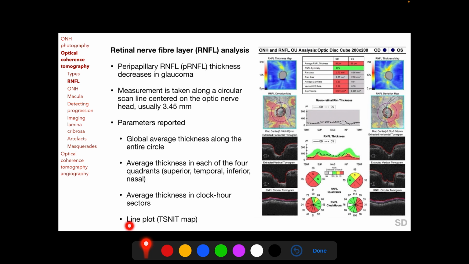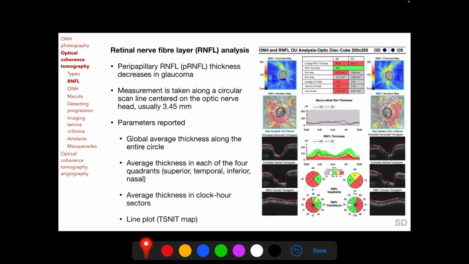There is also a line plot or TS-NIT map which is represented by this figure, TS-NIT standing for temporal, superior, nasal, inferior and again temporal sectors of the peripapillary retinal nerve fiber layer, in which the retinal nerve fiber layer thickness along this line is represented by black lines, a black continuous line for the right eye and a black dotted line for the left eye in this report.